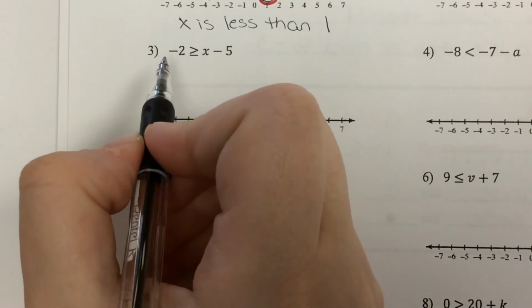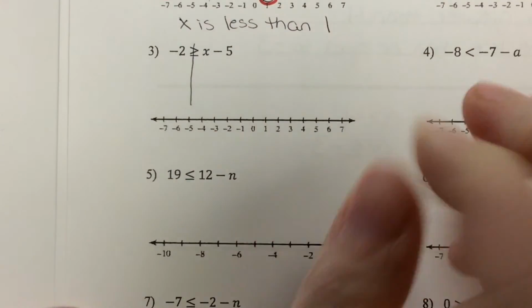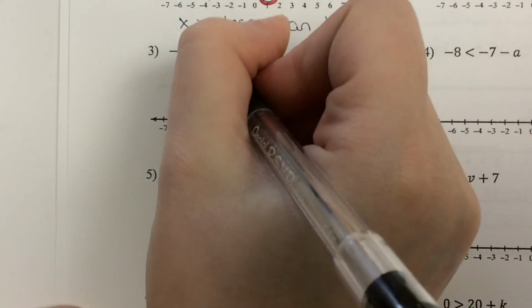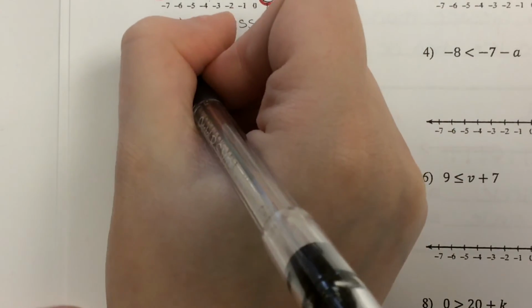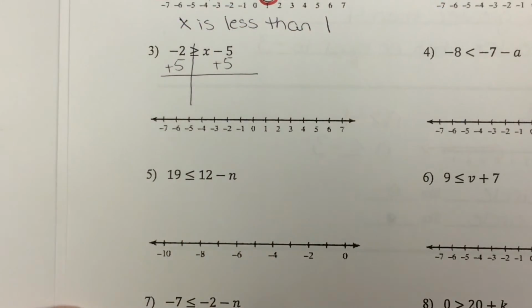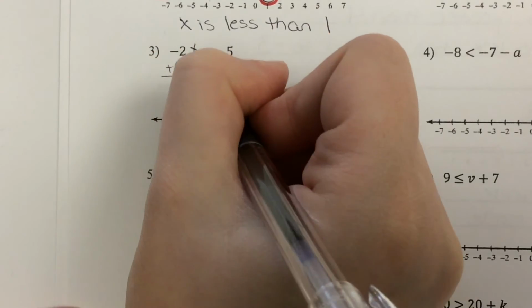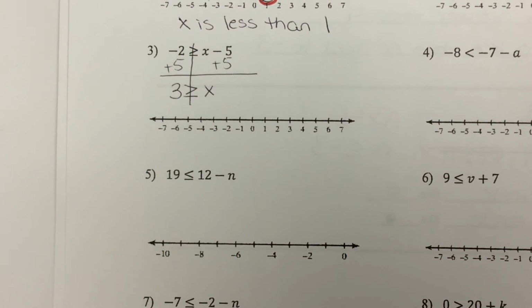Number 3, -2 is greater than or equal to x minus 5. Draw a line down what would be your equal sign. And how would we normally solve this? We would add 5. Okay, so -2 plus 5 is going to be 3 is greater than or equal to x. All right, so let's graph that.